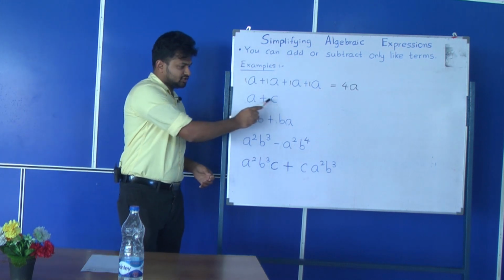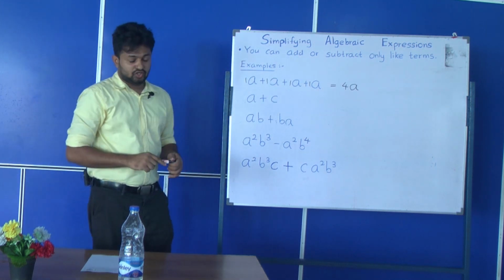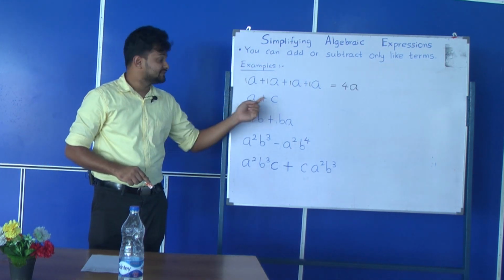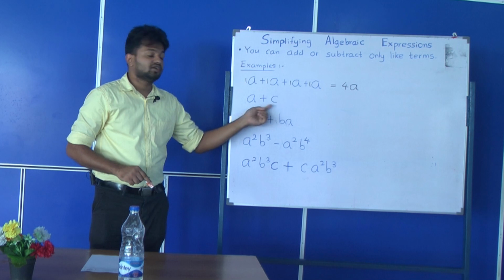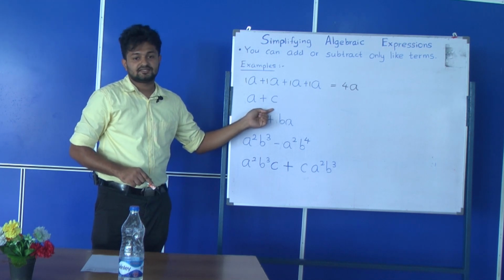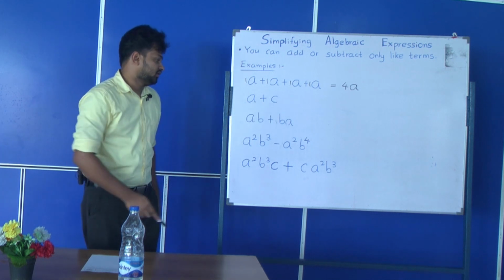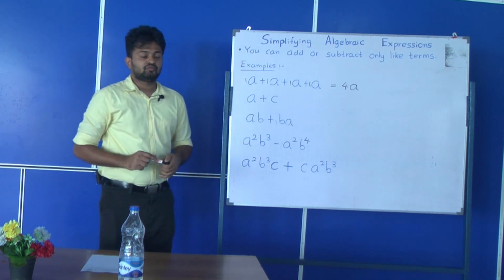Now what about these 2 letters? A and C. 2 different letters in the alphabet. A is a different letter, C is another letter. So you cannot add them. That is the final answer. This is the simplified answer. You don't have to simplify it anymore. This is a good example.